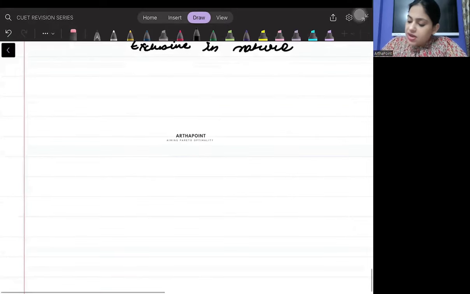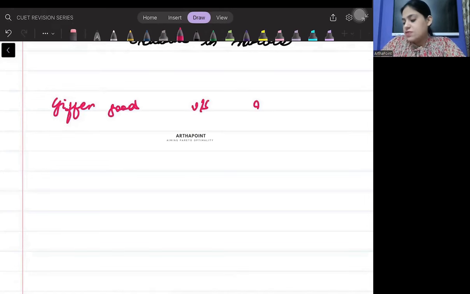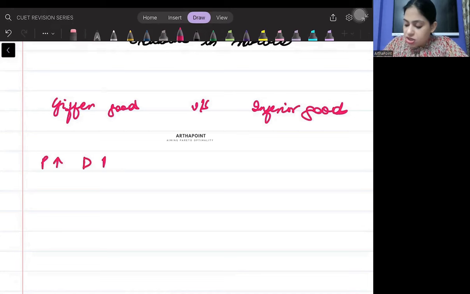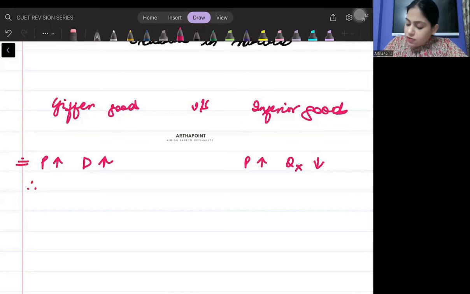Now, many times students are confused between Giffen goods versus inferior goods. Try to understand the difference between them. Giffen goods don't obey the law of demand. So here, when the price increases, the demand increases. But inferior goods obey the law of demand. So here, when the price increases, the demand for the good falls. They obey the law of demand. Therefore, the demand curve of a Giffen good is upward sloping.